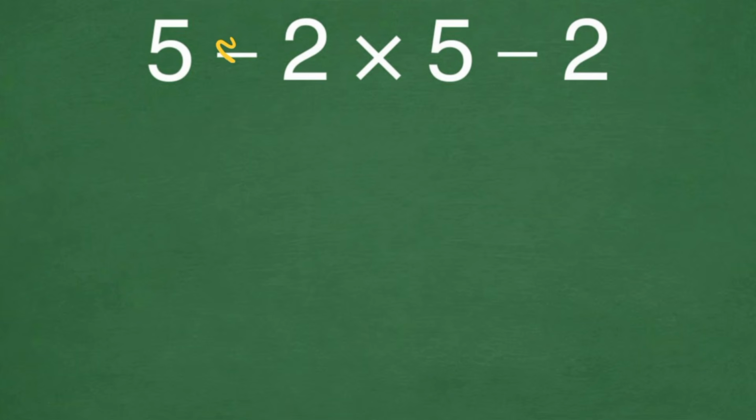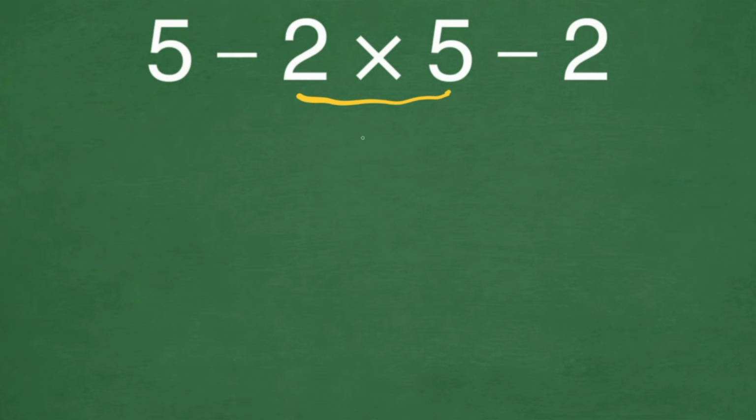So here we have a subtraction and a multiplication. What should we do first? Well, we have to do the multiplication. We have to start the operation in the middle, because multiplication has a higher priority than subtraction.